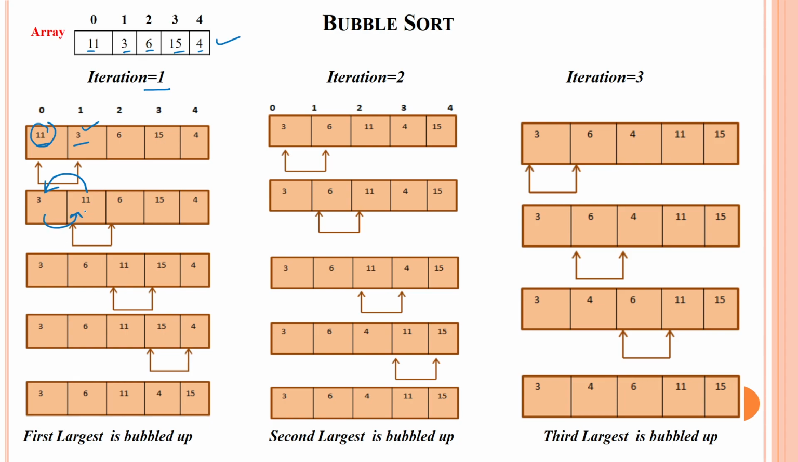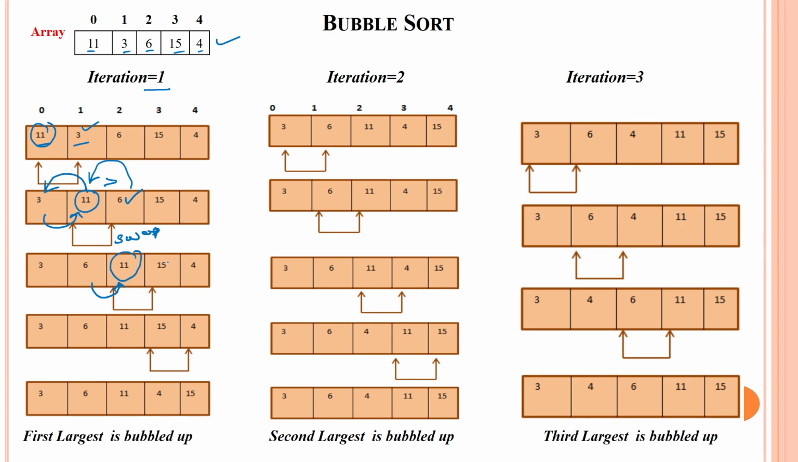Then again we are comparing the current element 11 with the next element 6. So here also 11 is greater than 6, so we are applying the swapping process. When we are swapping, 6 will come into the second position and 11 will come into the third position. So 11 is here now. So current element is 11.